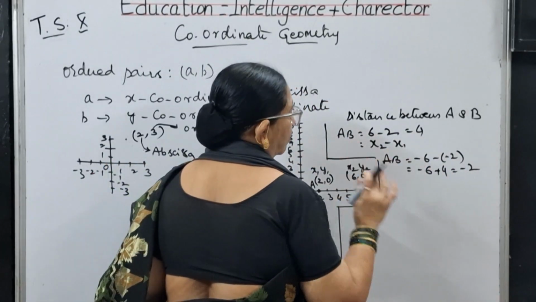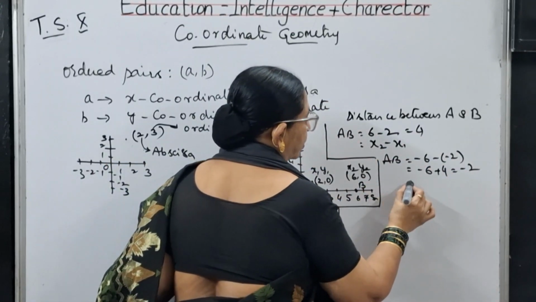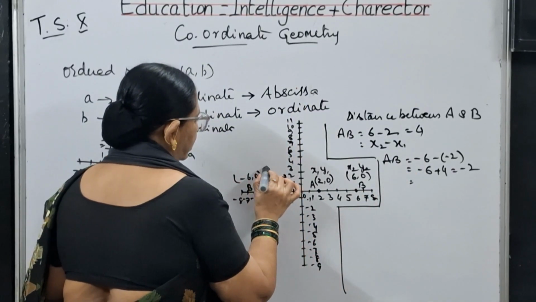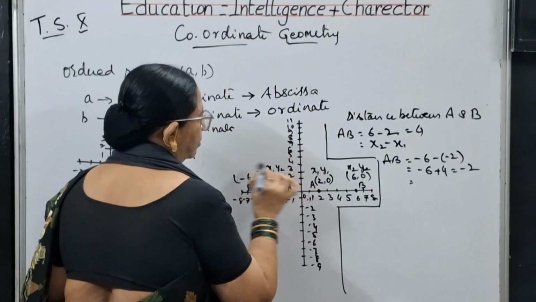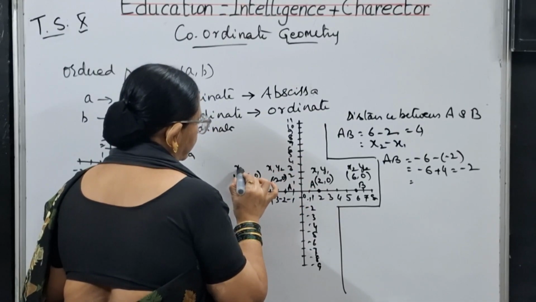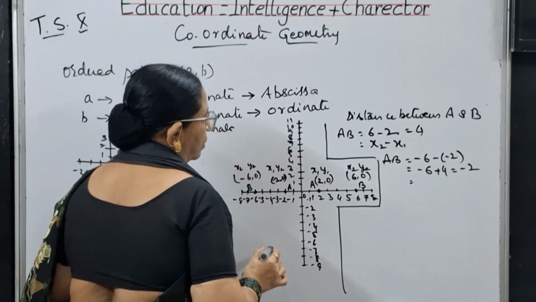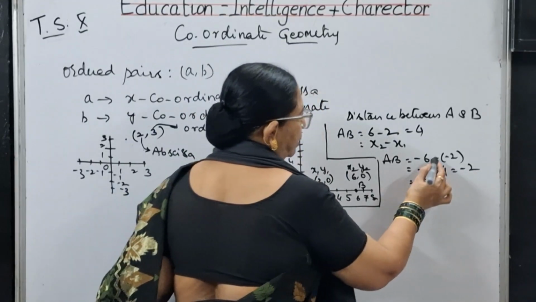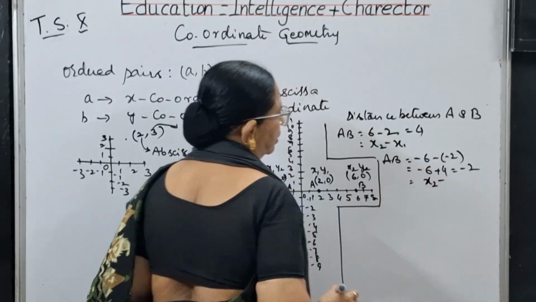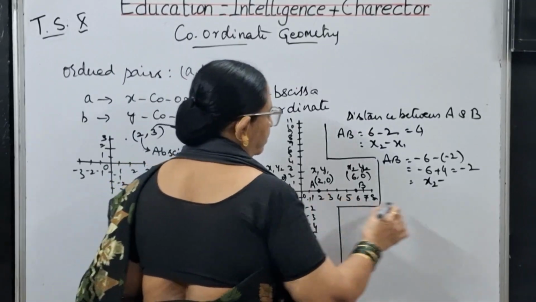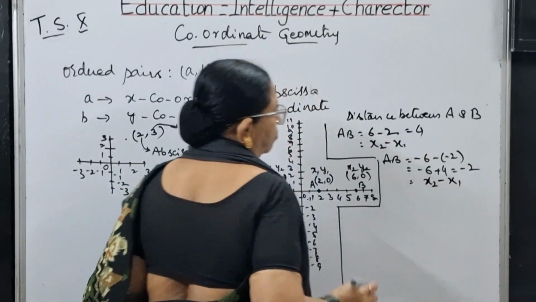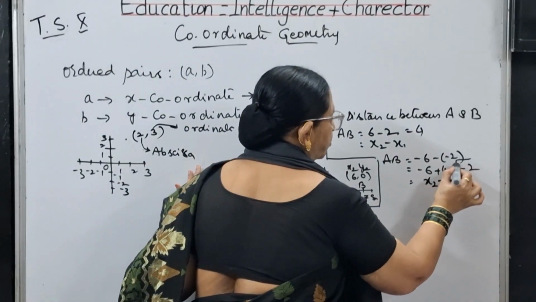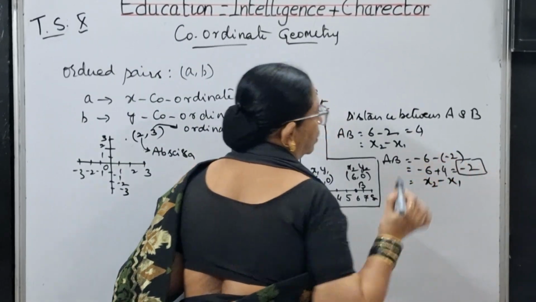So in this case also, minus 6 we will consider as x1, y1 and this as x2, y2. So minus 6 is x2, minus of minus, so minus we will write, minus 2 is x1. But what is happening here? You are getting the answer as minus 2.